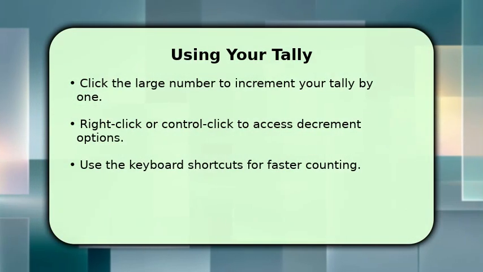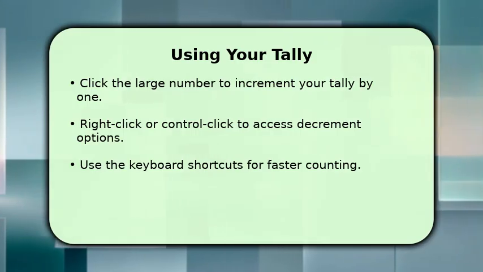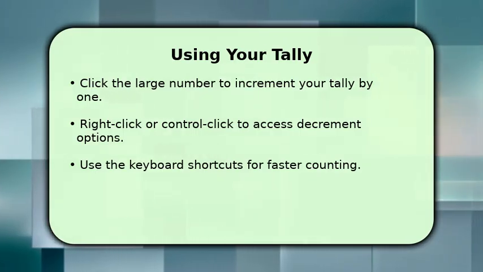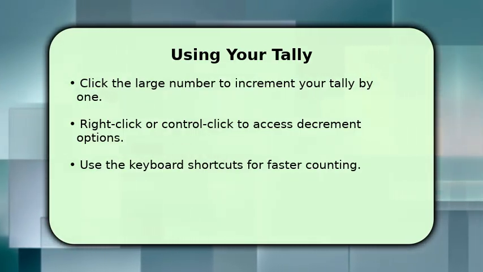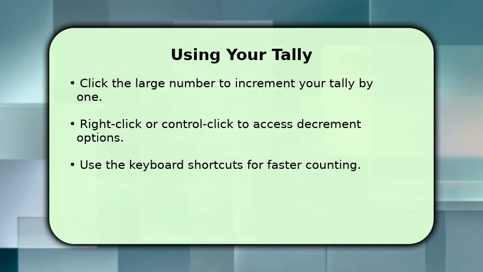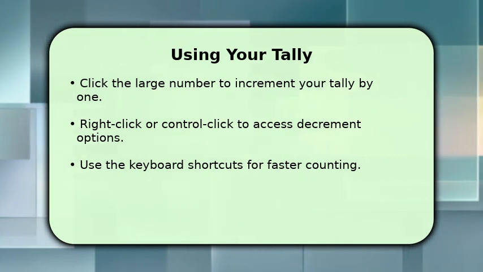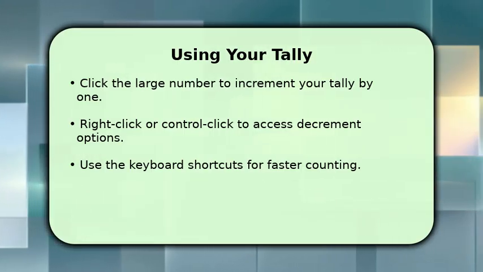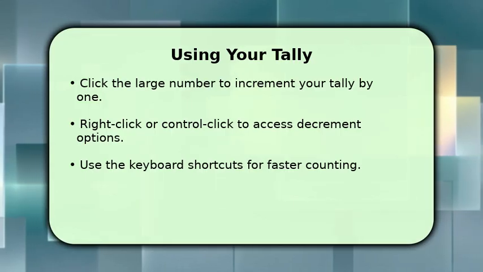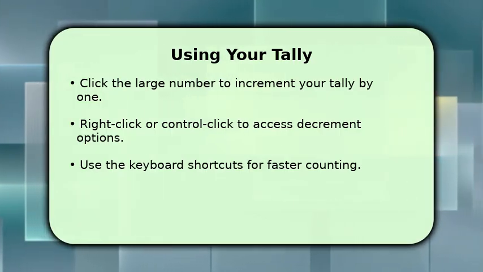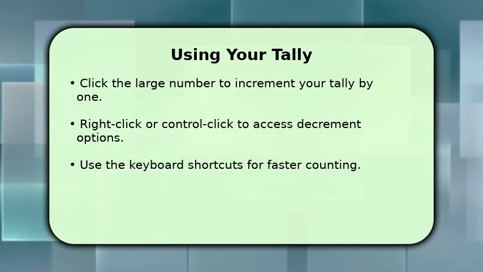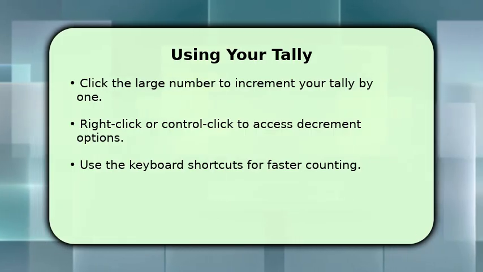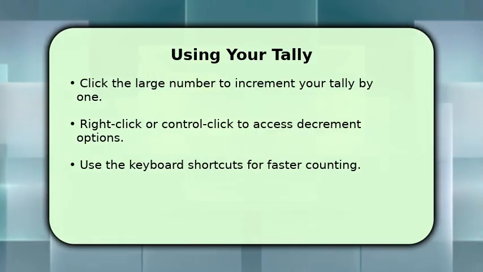Now that you have a Tally, using it is incredibly simple. To increase the count, just click the large number displayed on your Tally. Each click adds 1 to the total. If you need to decrease the count, right-click or control-click the Tally to reveal options, including decrementing. For even quicker counting, explore the keyboard shortcuts available. You can also adjust the increment step in settings, perhaps to 5 or 10.